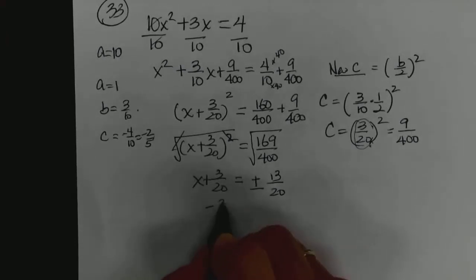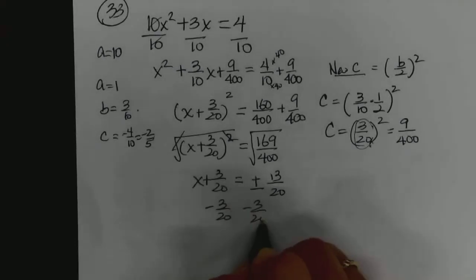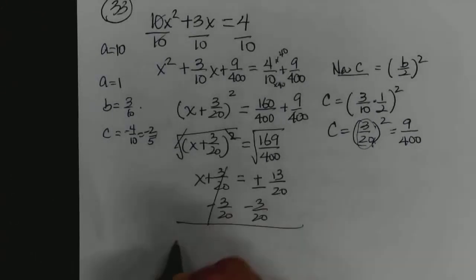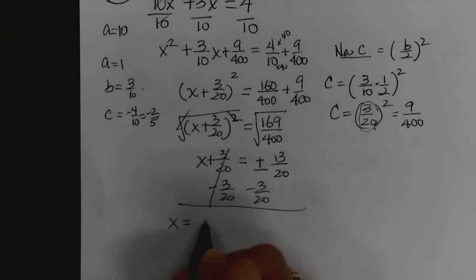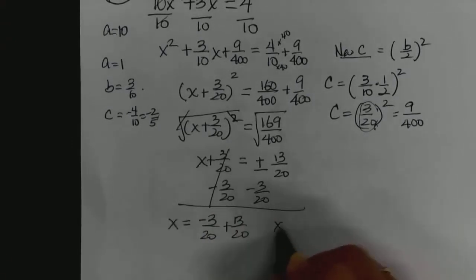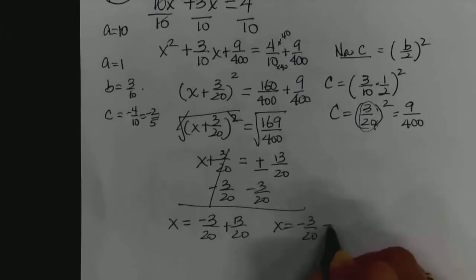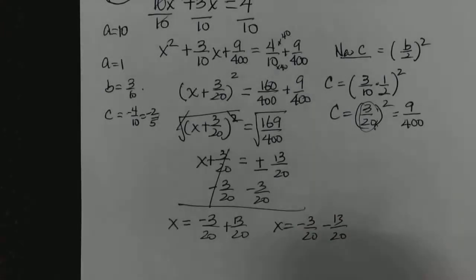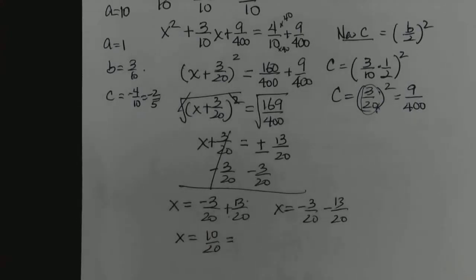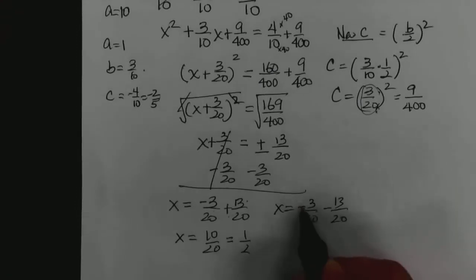So now, our last step is to subtract 3 over 20 over, right? And then I got two answers. x equals negative 3 over 20 plus 13 over 20, and x equals negative 3 over 20 minus 13 over 20. What's negative 3 plus 13? 10. So this will be x equals 10 over 20, which reduces to 1/2. So x equals 1/2 is one of my solutions.